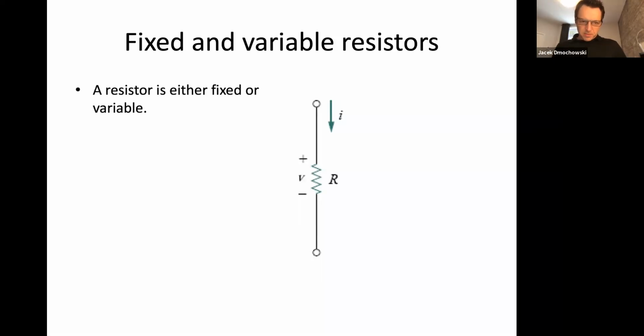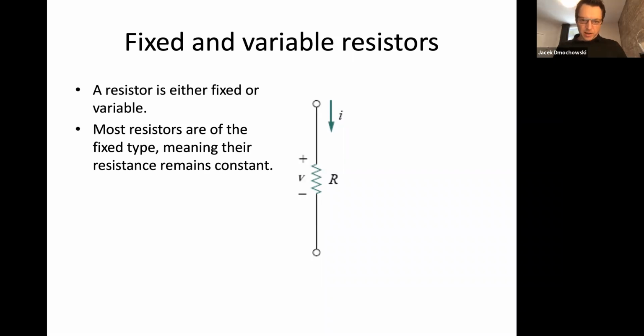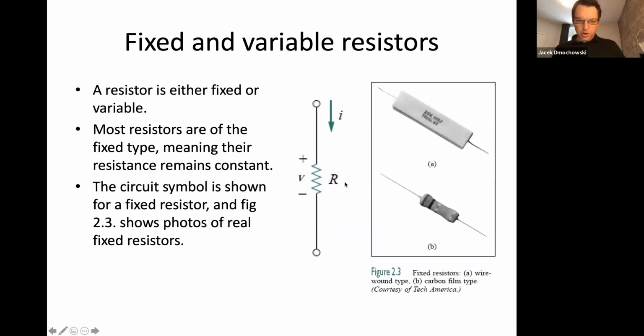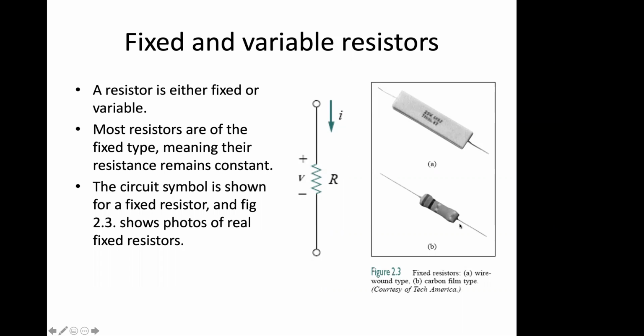I'll say a few things about resistors. A resistance can be fixed or it can be variable. I don't think I have to explain what that means. There are resistors whose value can be changed, can be tuned. So this is the kind of resistor that you will use when you get your circuit.